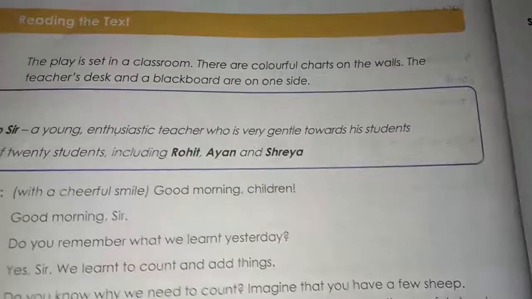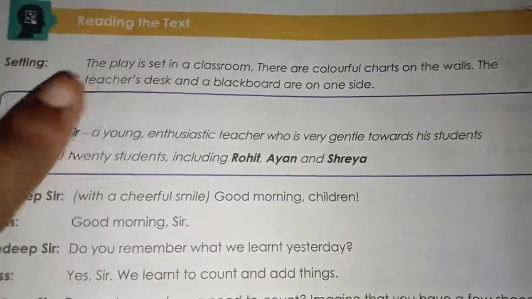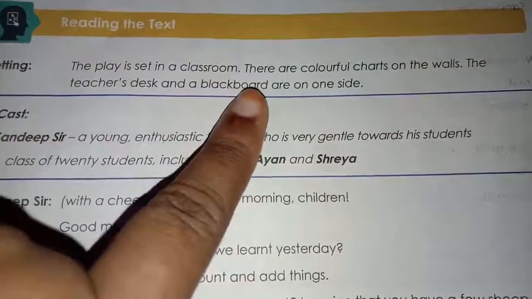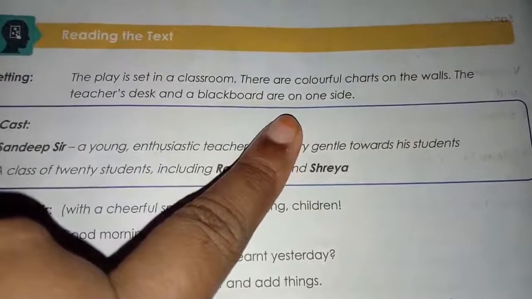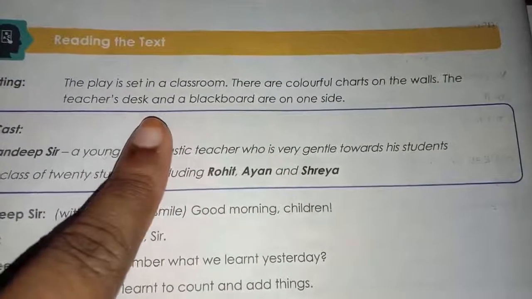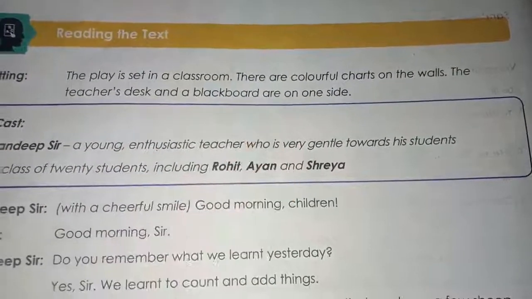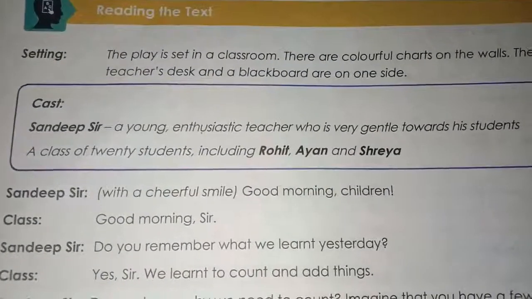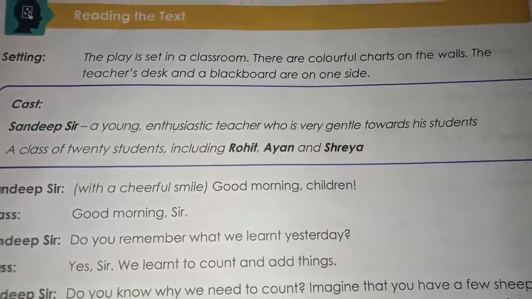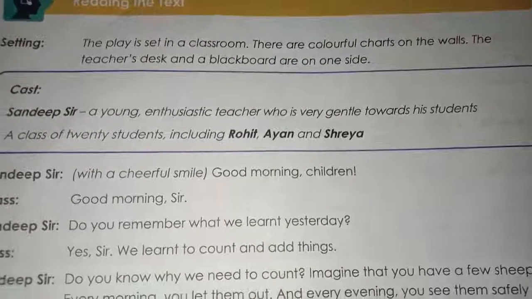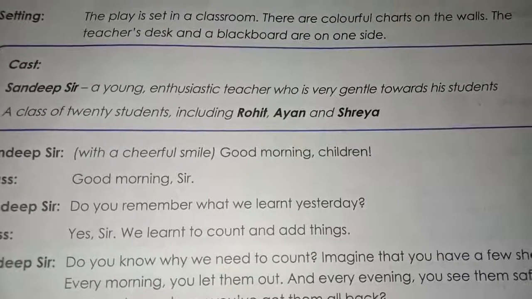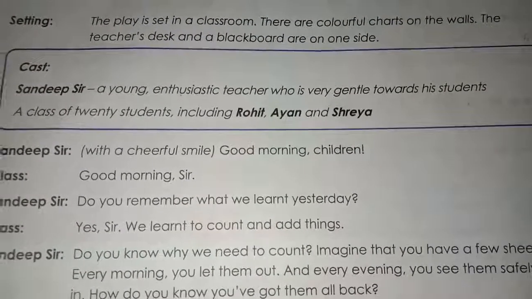See here, children, this is a play. I said no, play it is. Setting. The play is set in a classroom. There are colorful charts on the walls. The teacher's desk and a blackboard are on the one side. Now cast. Sandeep sir, a young enthusiastic teacher who is very gentle towards his students. A class of 20 students, including Rohit, Ayan and Shreya.